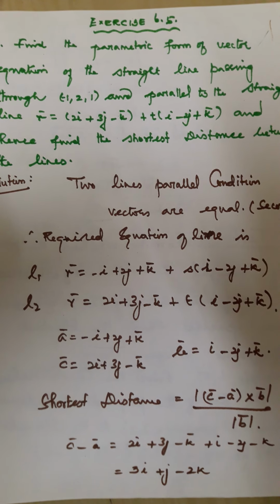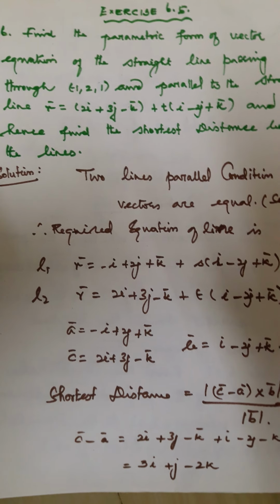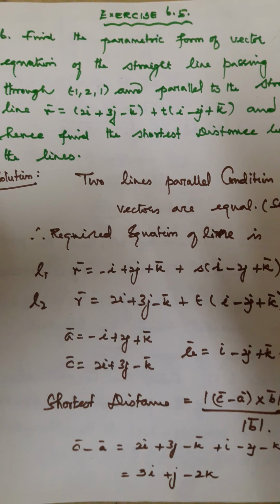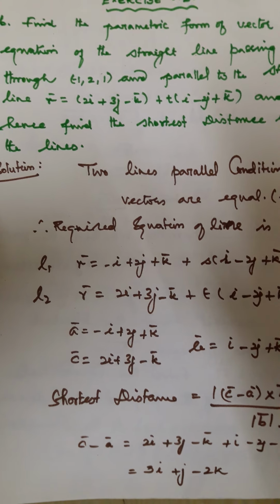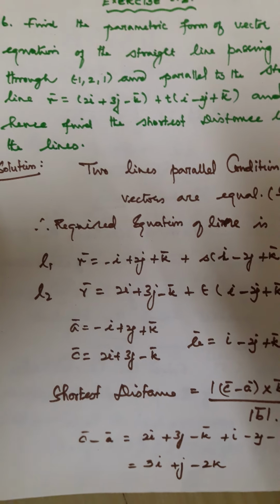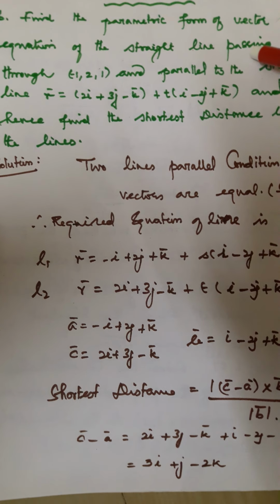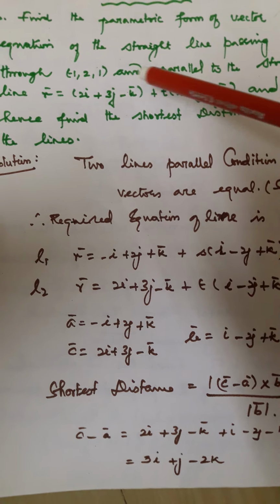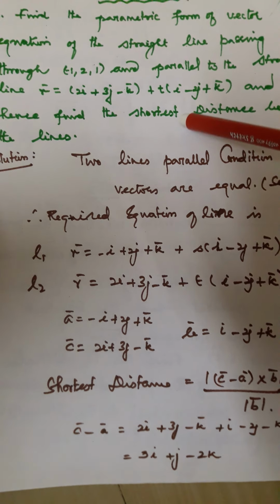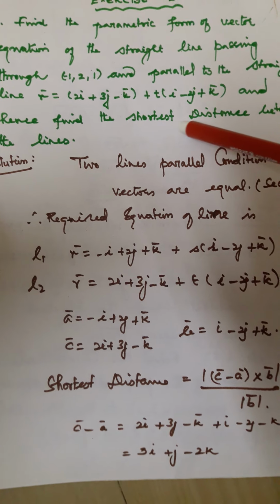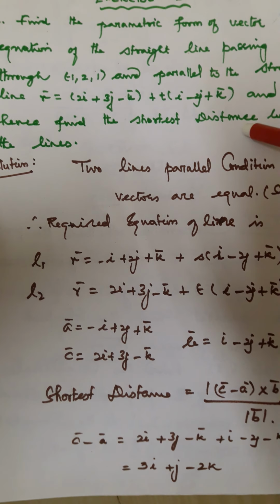Dear students, this is our maths teacher, the continuation of exercise 6.5. Okay, for 12th standard. Find the parametric form of vector equation of the straight line passing through (-1, 2, 1) and parallel to the straight line given, and hence find the shortest distance between the lines.